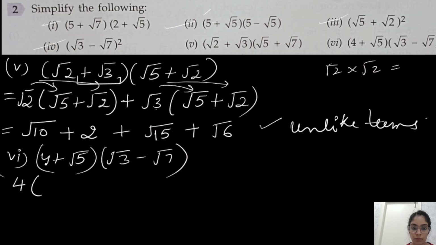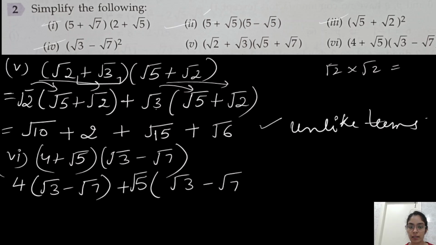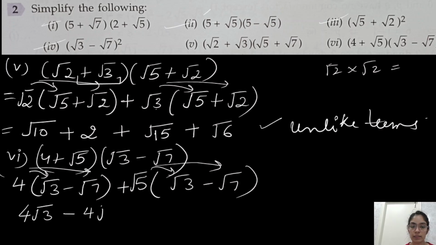So first term of the first bracket, then the full second bracket, then along with the mathematical operation I have to write the second term of the first bracket, then the full second bracket. So this we can do by multiplication with both the numbers. You have to do multiplication. So 4 into √3 is 4√3, minus 4 into √7 is 4√7. √5 into √3 is √15, minus √5 into √7 is √35.